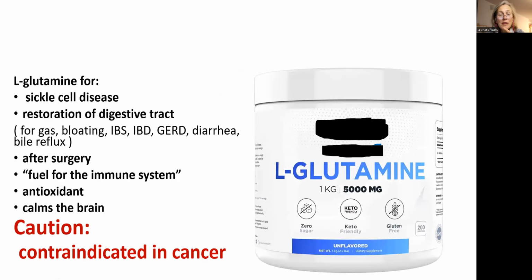Okay, now we are going back to that first slide. Now you understand how L-glutamine gets converted into different substances. You understand what it does. Look at that, sickle cell disease. The sickle cells have an unusual shape.